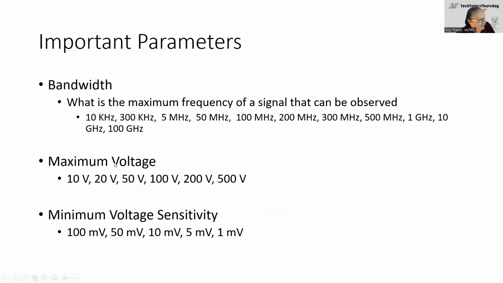The other thing you need to look at is the maximum voltage. So typically, most of the scopes are in the 100, 200, 300 volt range. Some of your less expensive ones that are less than $100 could be in the 10 to 50 volt range. So again, you need to look at what are you trying to measure. And then the other thing you need to look at is your minimum voltage sensitivity. Most oscilloscopes are 10 millivolts or 50 millivolts. Some of the less expensive ones are like 100 millivolts. And then more of the expensive ones get down to 1 millivolt.